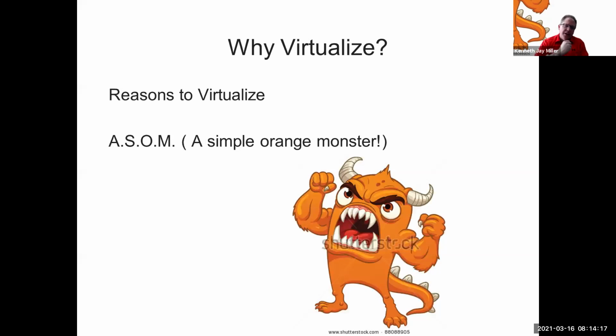Now, I was reading the book on VMware's vSphere, and they mentioned the reasons to virtualize, and they say an ASOM, or a simple orange monster. So you see the picture there. I found a good picture that shows an orange monster of sorts. I don't know what that would symbolize, if it's a buffalo or a demon spirit or some cartoon character, some anime. I don't know what that is, but a simple orange monster. So keep that phrase in mind.